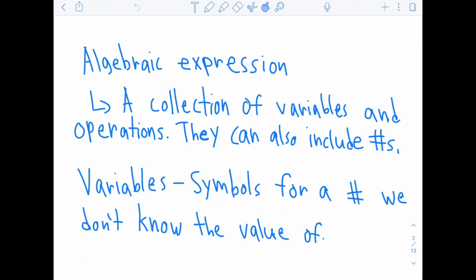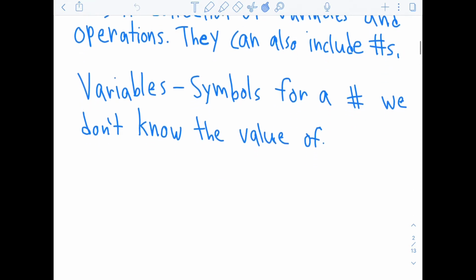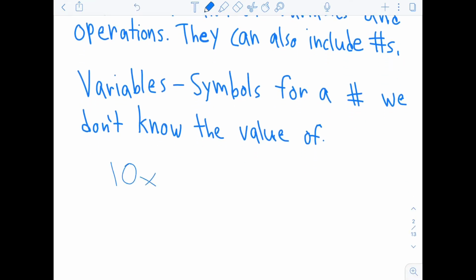So an algebraic expression is just a collection of variables such as x and y and operations such as adding and subtracting. And they could also include numbers. Variables are symbols for a number we don't know the value of. So for example, in 10x, we don't know the value of x. That's kind of the point of algebra, to figure out values that are unknown. So it's just an unknown value, and we use a symbol, usually x and y, to represent that.